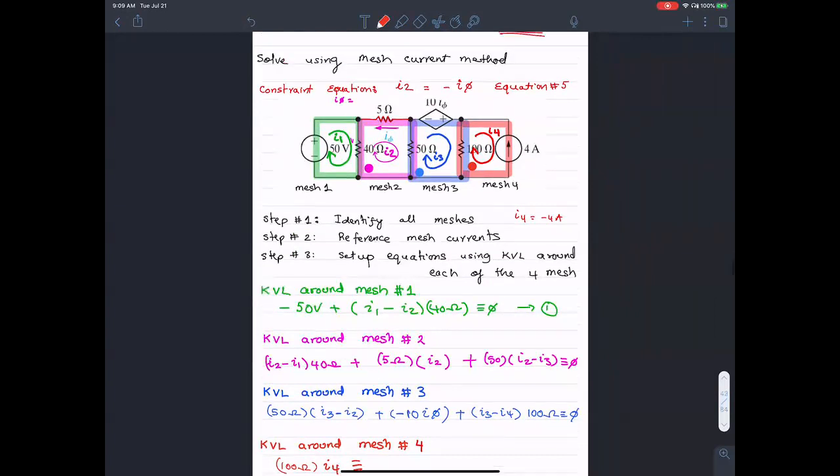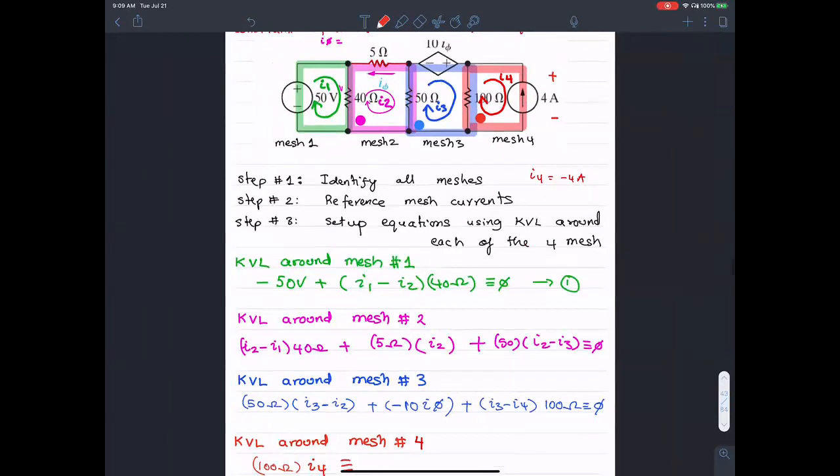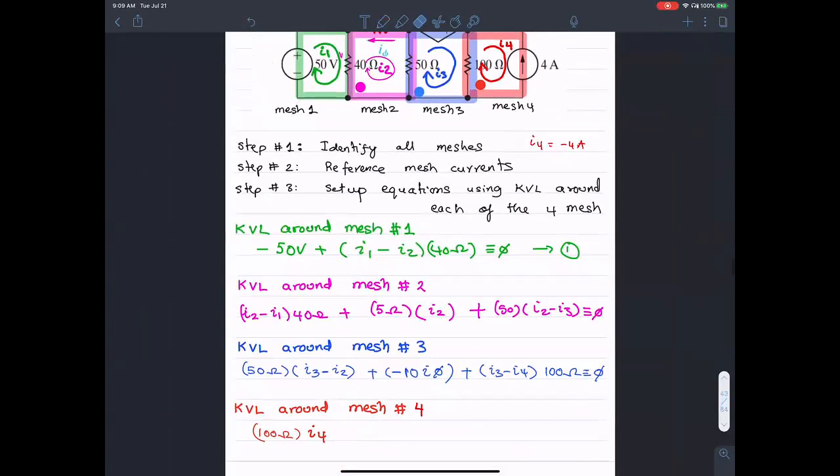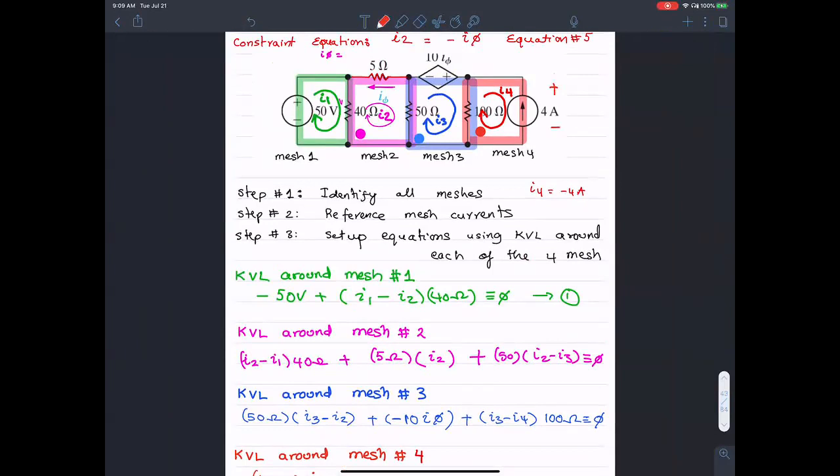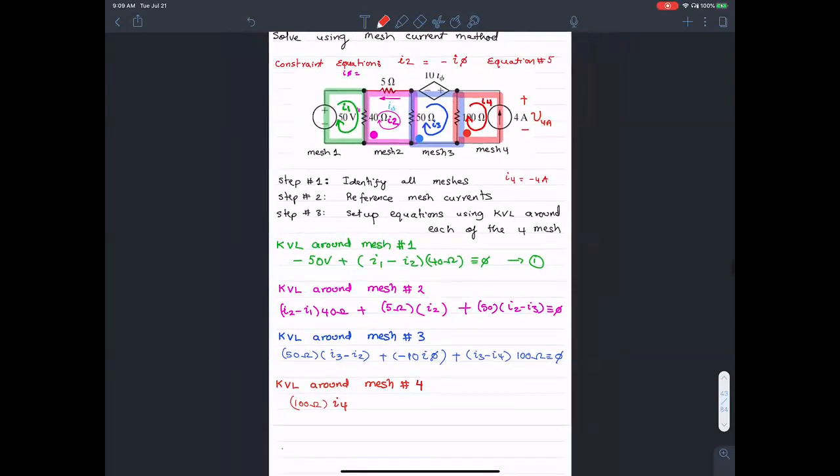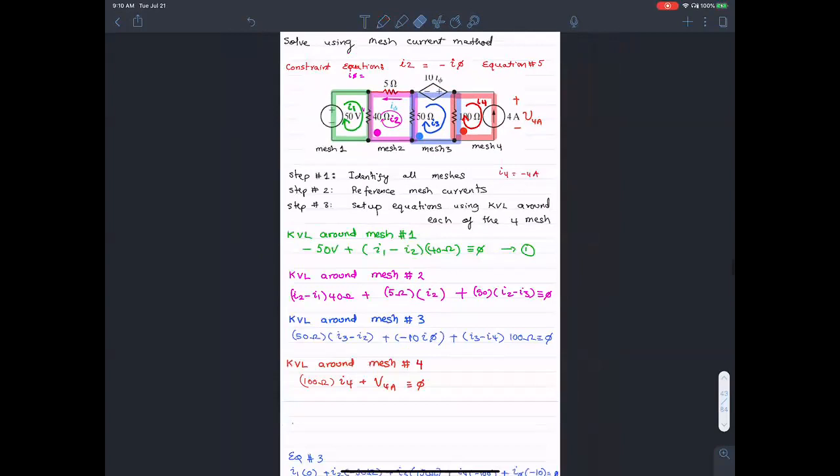I4 is negative. So in other words, I'm going to have to make a little diversion here and call this V4. So this voltage plus the voltage across the 4 amperes should equal 0. The argument I'm going to make is that I plug in the value of I4 equals negative 4 amperes.